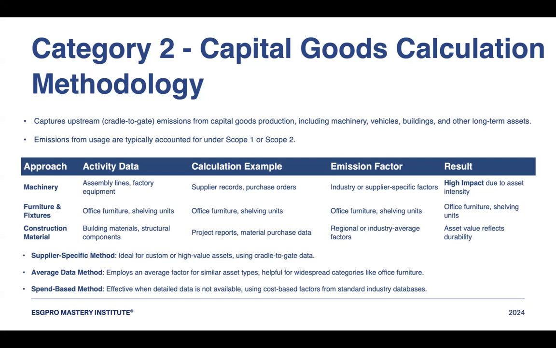Because here machinery will have different kind of approach, then furniture fixture, then construction material. Each of three has a different kind of source, and that's why the method which you use in capital goods calculation, generally it happens only two cases.